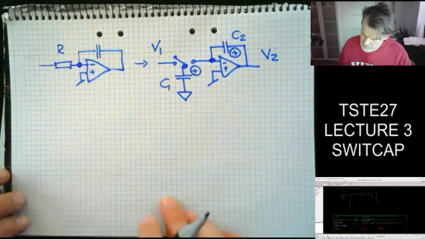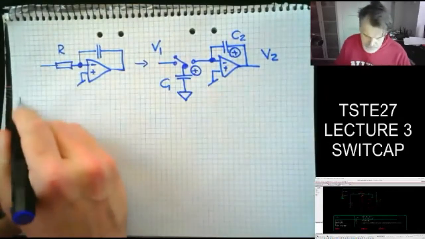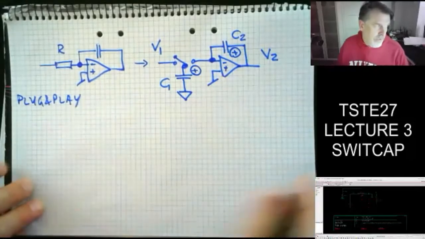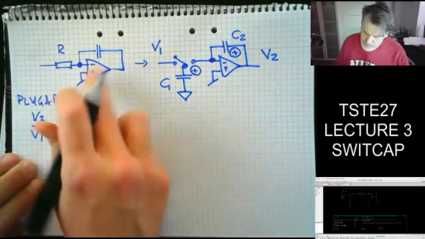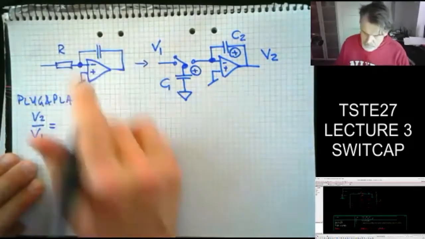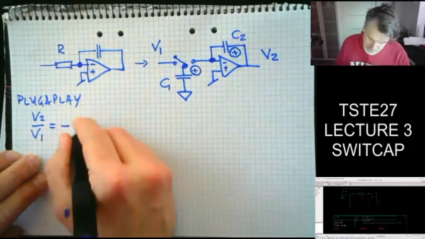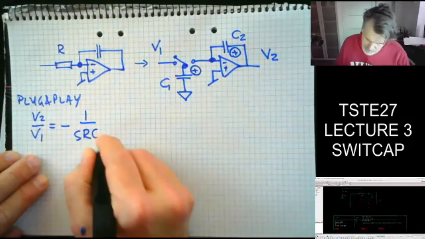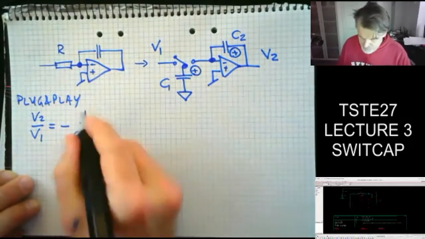All right, so yes, this plug and play assumption would give us the assumption that V2 divided by V1 would be simply the standard minus 1 over SRC2 equation that we know from op amp analysis.